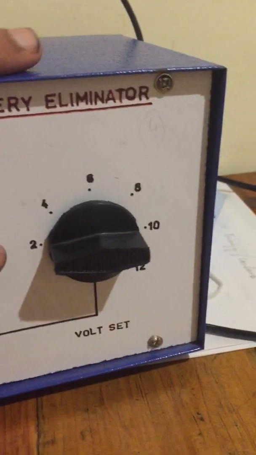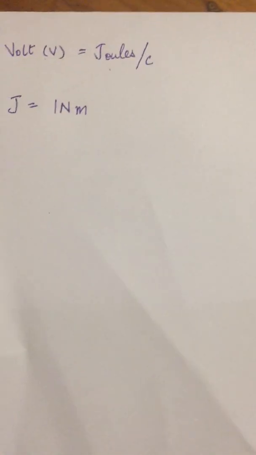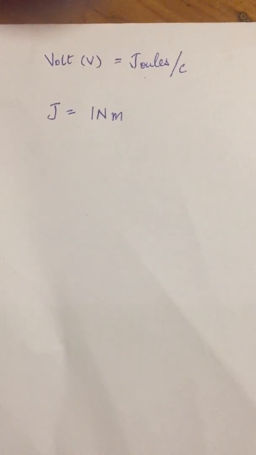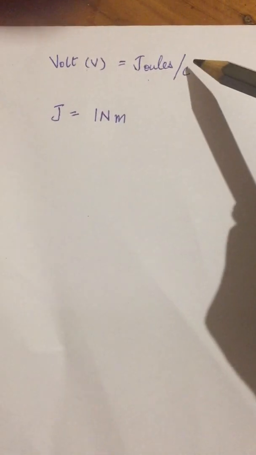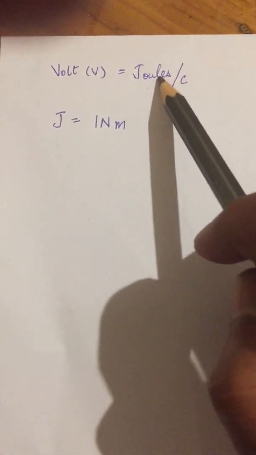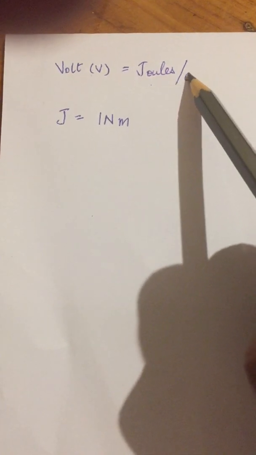So what is this voltage here? If we look at our eliminator, if you remember from the last video, we have 2 volts, 4 volts, 6 volts, 8 volts, 10 volts, and 12 volts. So volt is quite simply a measure of the amount of energy carried by a coulomb of charge. So volt is joules per coulomb. If you remember from class 9, the joule is a measure of energy.